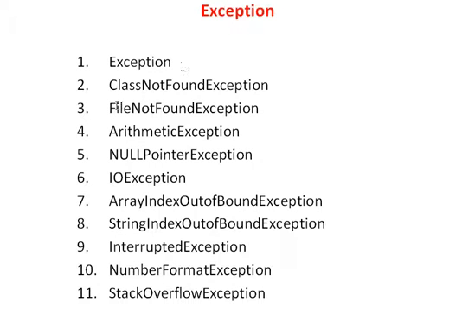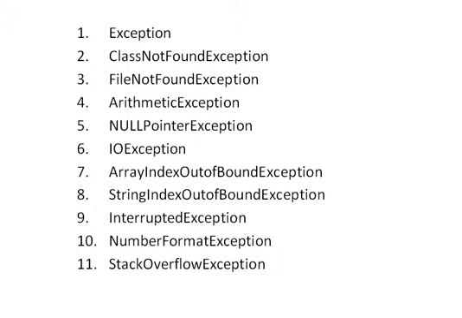And for class not found, if there is no class and we are executing the program with that name, then it will give class not found exception. File not found exception: if the file is not found, then it will give file not found exception. Arithmetic exception, like we want to divide any number by 0, then it will give arithmetic exception. Null pointer exception means the value of any pointer is not given. Okay, IO exception: at the time of input or output, it is called IO exception.